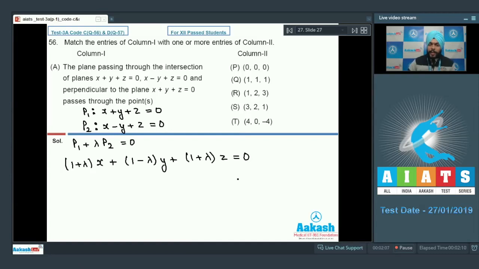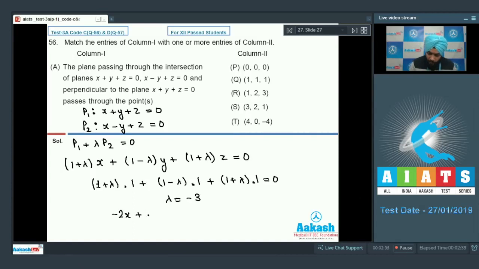Now this is perpendicular to x plus y plus z equal to 0. So dot product of two normal vectors is 0. So we have (1 plus lambda) into 1 plus (1 minus lambda) into 1 plus (1 plus lambda) into 1 equals to 0. So lambda is equals to minus 3, which will give me minus 2x plus 4y minus 2z is equals to 0. So that is x minus 2y plus z is equals to 0.